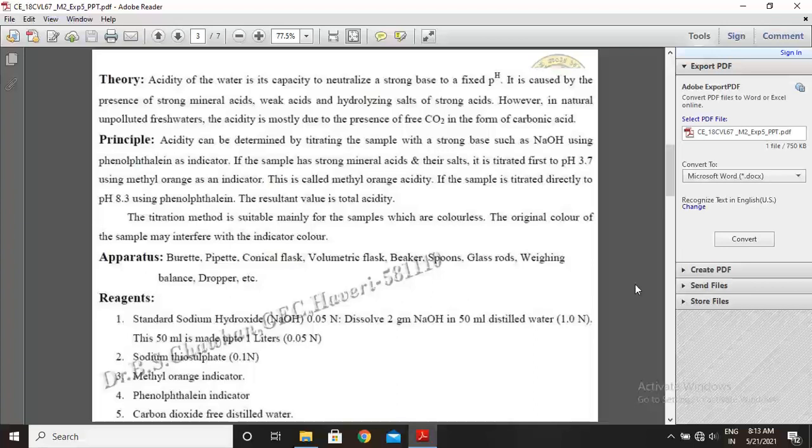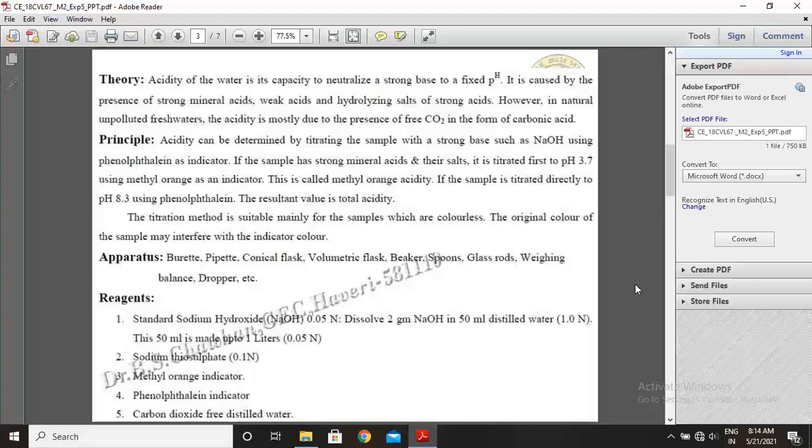The titration method is suitable mainly for samples which are colorless. The original color of the sample may interfere with the indicator colors.